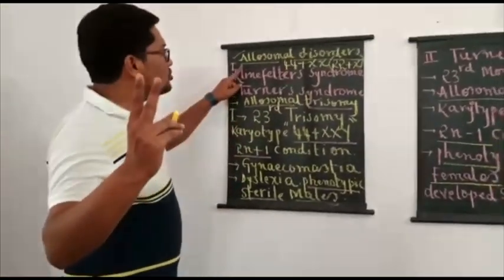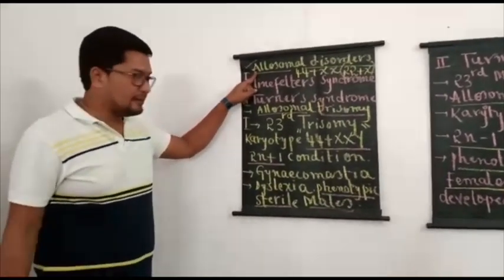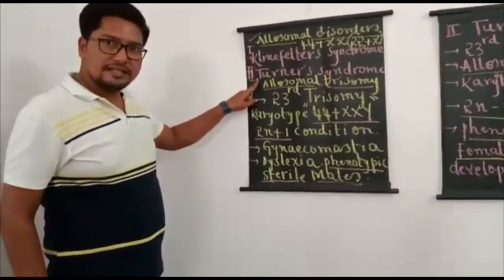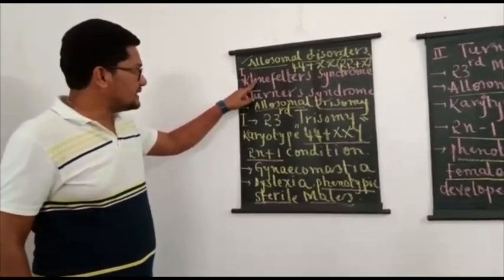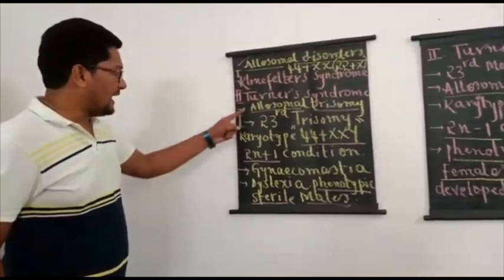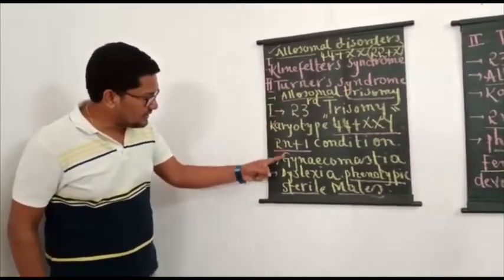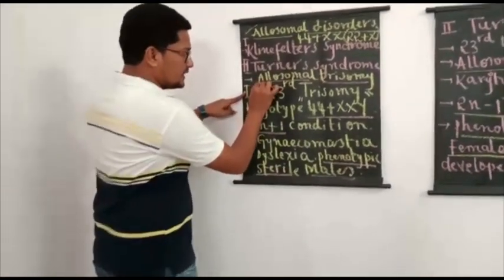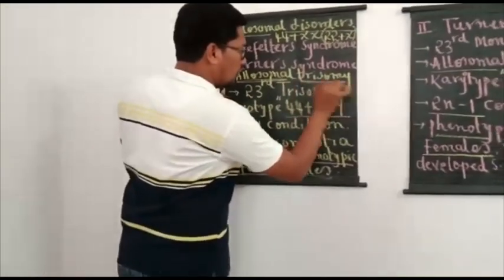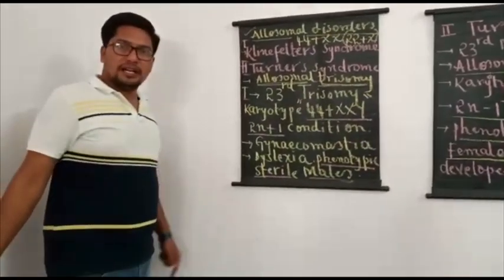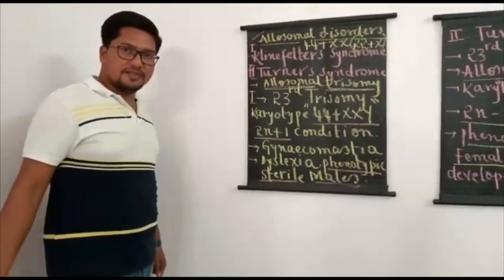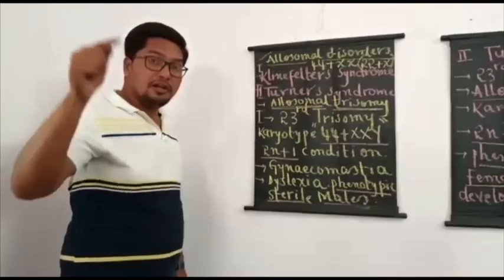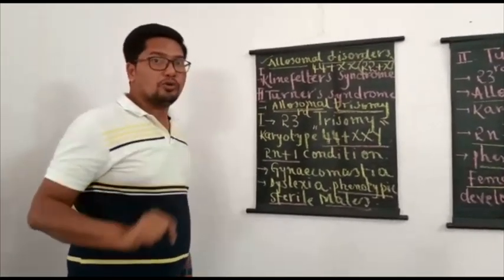The two allosomal disorders given in our syllabus are Klinefelter syndrome and Turner syndrome. First, let us discuss Klinefelter syndrome. And the important aspects about Klinefelter syndrome I have clearly written here. Klinefelter syndrome is the example for allosomal trisomy. The name itself indicates an additional copy of X chromosome is added to the 23rd pair of chromosomes.